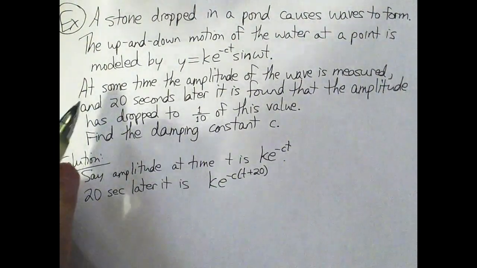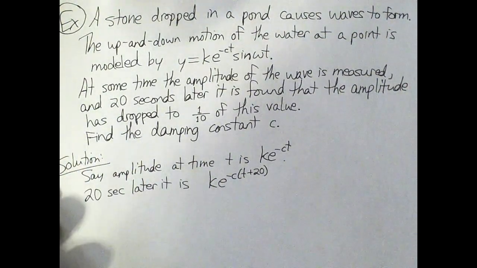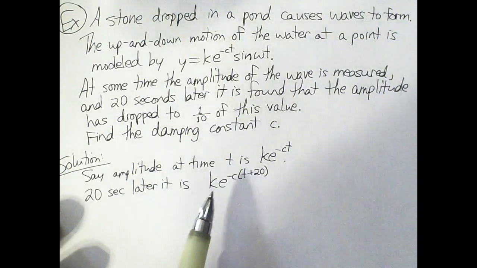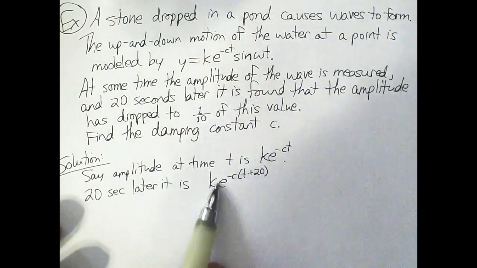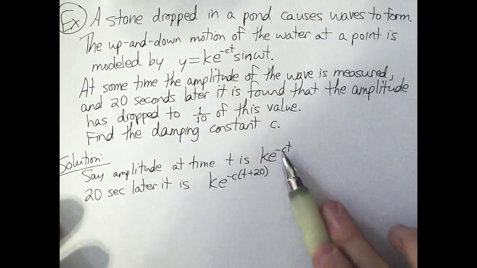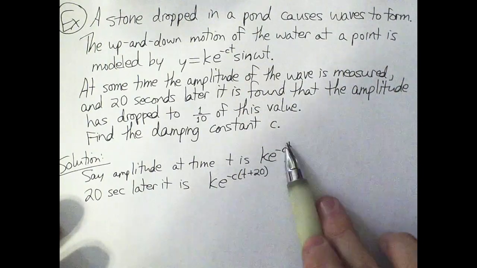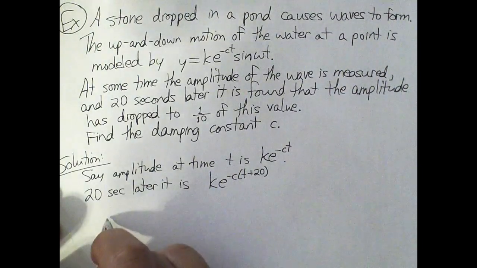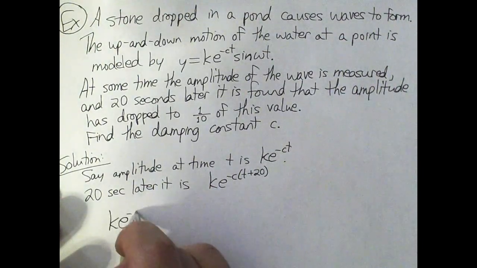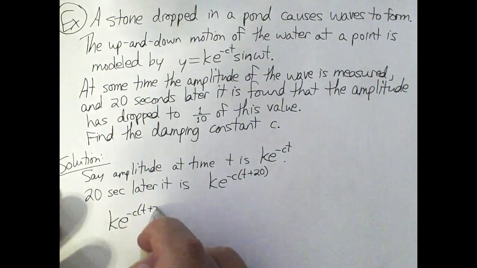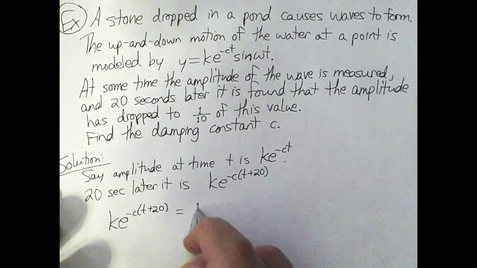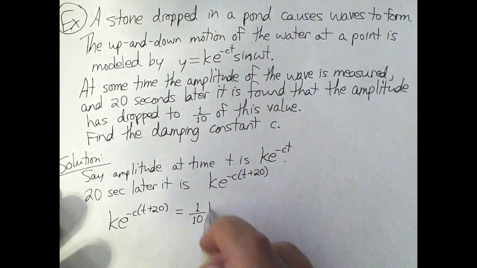All right, I want to take this sentence from the word problem and turn it into an equation. The amplitude 20 seconds later is supposed to be 1/10 of the amplitude originally. So this is supposed to be 1/10 of this. So I'm going to do that. This is 1/10 of this.